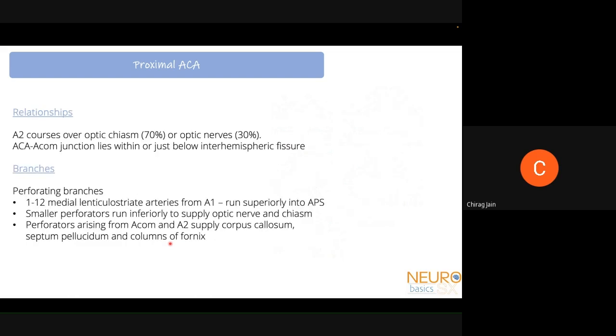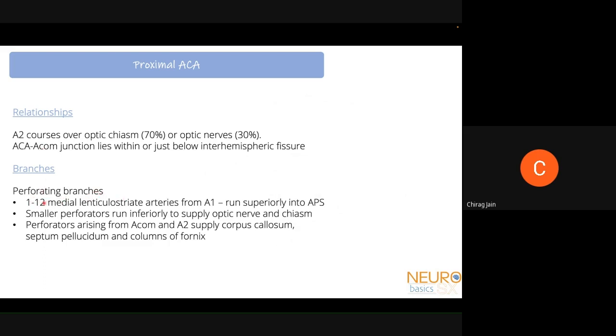The A2s, this is the A1. The A1s course over the optic chiasm in 70%, and they course over the optic nerves in 30% of the brains. And the ACA-ACOM junction will lie either within the interhemispheric fissure or just below it. The only branches which arise from the A1 are perforating branches. There are no cortical branches arising from the A1.